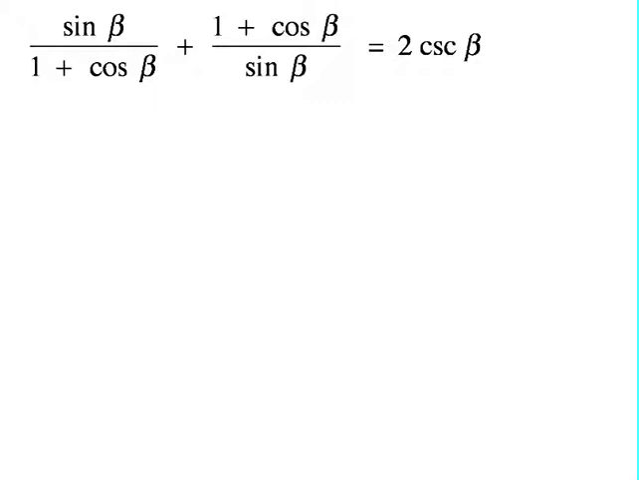Now, obviously the most complicated side is going to be the left side, right? In order to add those, what do you need? Common denominator. So what am I going to multiply my first fraction by? Sine. Very good. So I'm going to multiply this by the sine of beta. What are you going to multiply the second one by? 1 plus cosine.